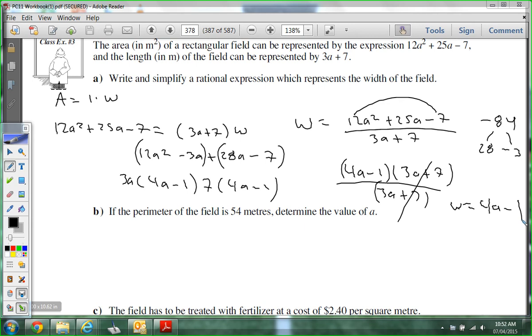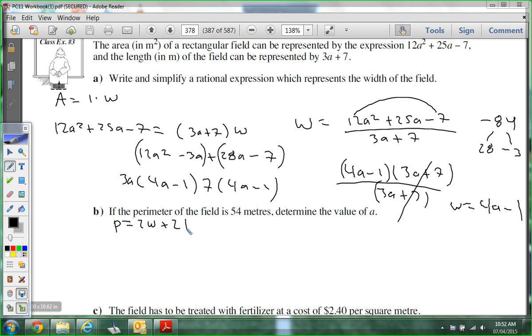Okay, it says if the perimeter of the field is 54 meters, determine the value of A. So what strategy can we use for that? Well, we know the width and the length. So let's think about what perimeter is in terms of width and length. The perimeter is 2 widths, 2 lengths, right? So our perimeter is 2W plus 2L.